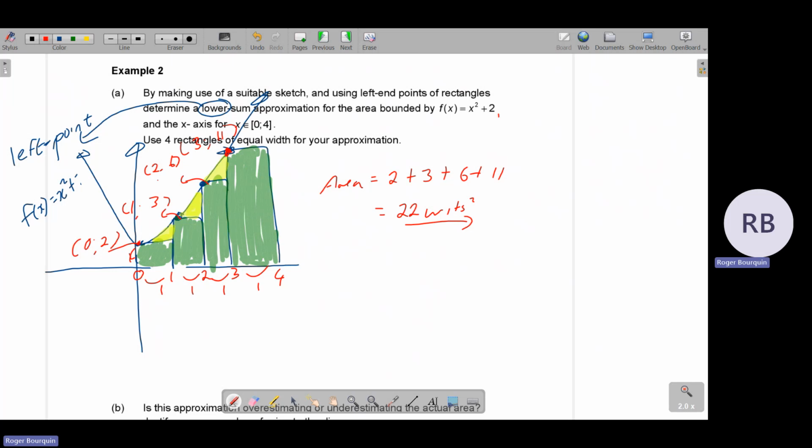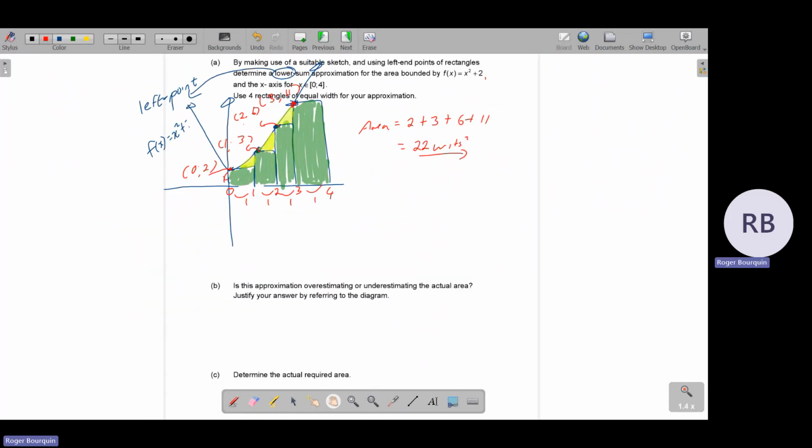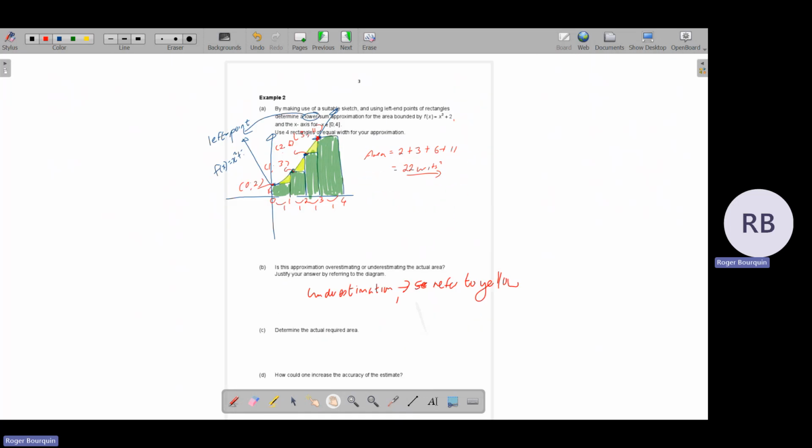Quickly, yeah, we're going to do it quickly. Right. So is that an overestimation? An underestimation, that yellow bit. Okay. Too far. Right. Okay. So the underestimation. That's how it is. Okay. That refers to the yellow area. Just under. Right. Next one.